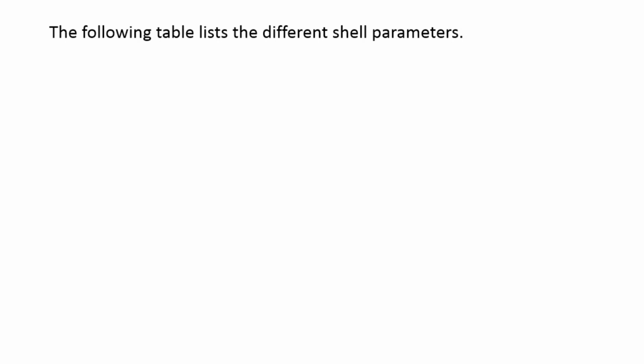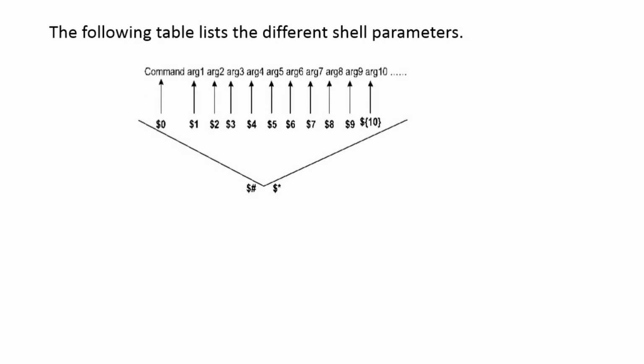Now the table lists all the different shell parameters. Here, this is the command, and all these are the arguments, argument 1 to argument 10. These are the shell variables. $0 is for the command, $1 is for the first argument, $2 is for the second argument, and so on.